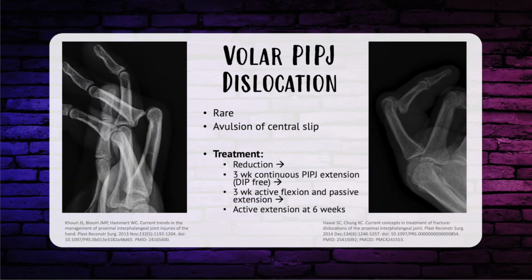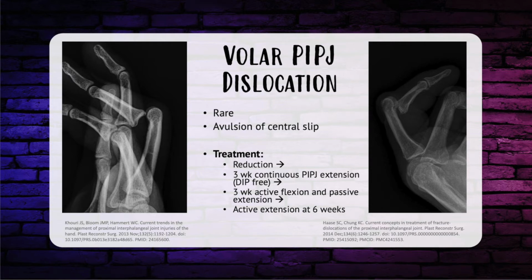So, Brian, what about volar dislocation? Volar dislocations are far less common than dorsal dislocations, but can be problematic since it involves avulsion of the central slip from the dorsal side of the middle phalanx. 3 weeks of continuous PIP joint extension with a static splint with an open DIP joint motion is usually started.